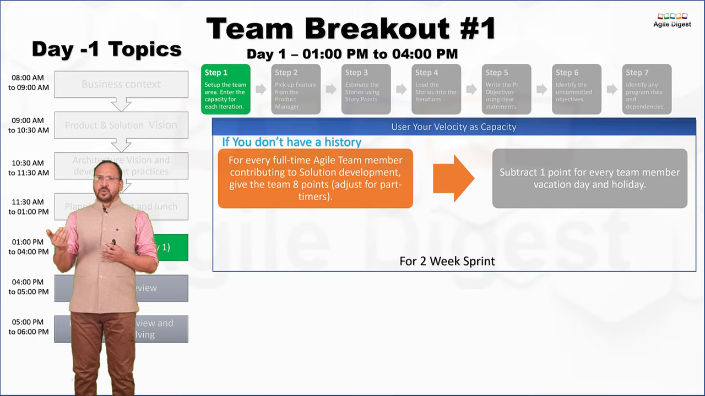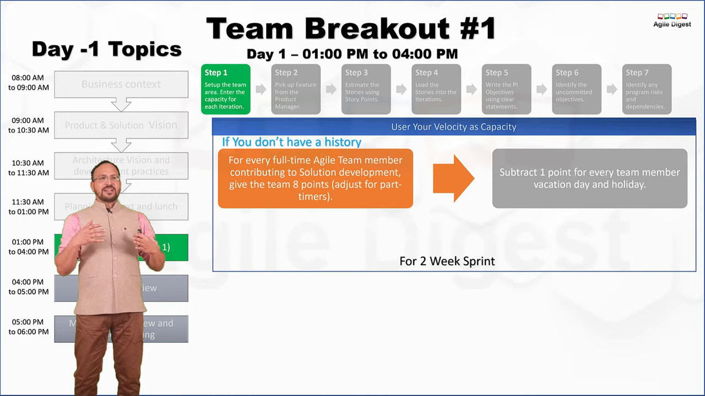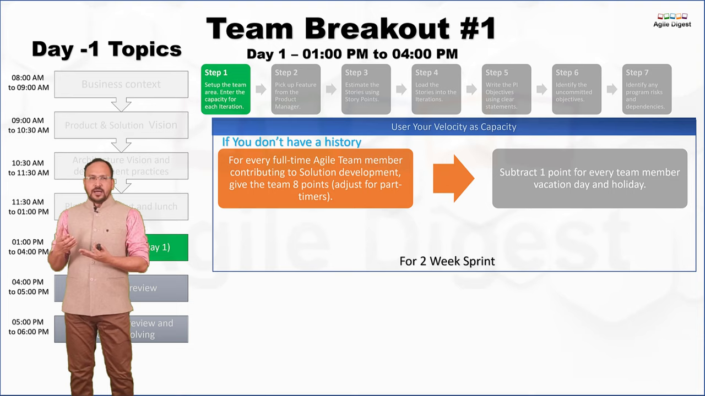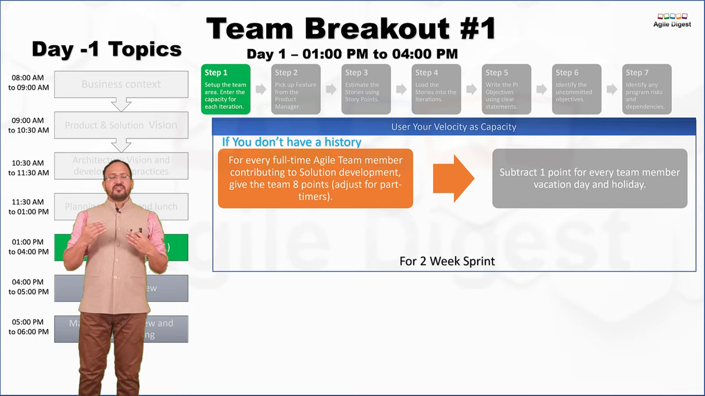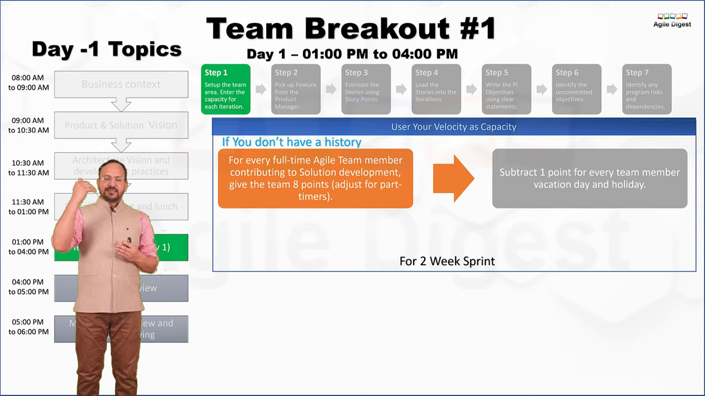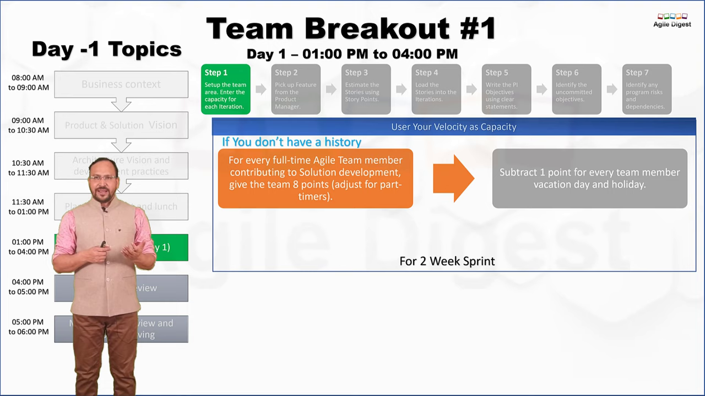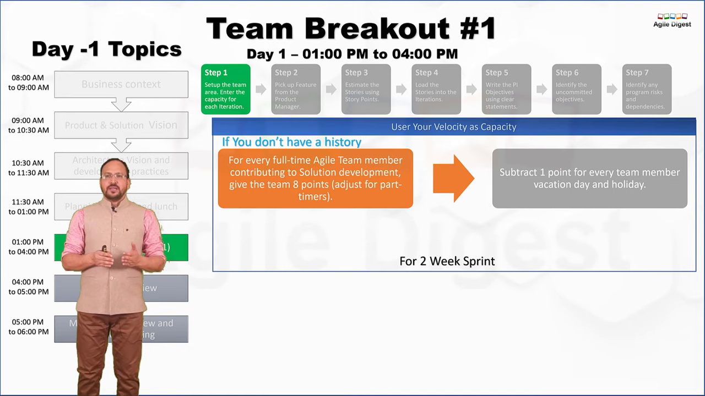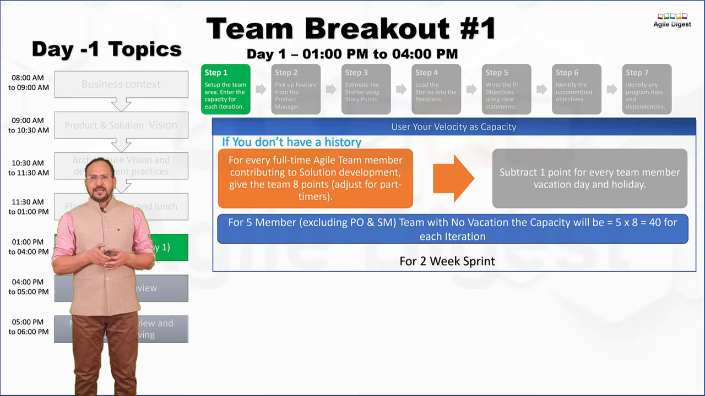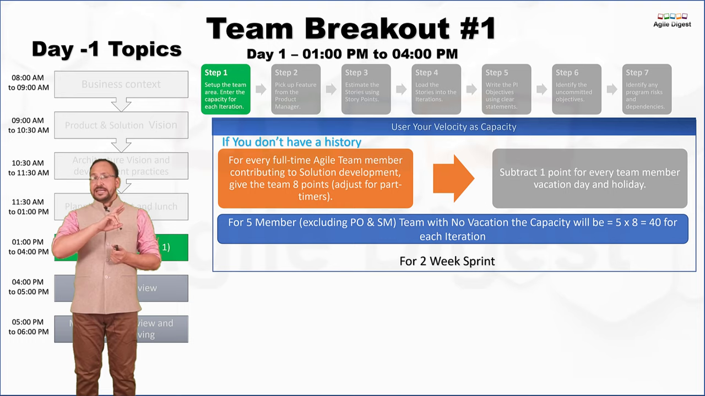Now, as you know, ideally we should use our velocity as our capacity for our upcoming iteration. If you are doing it for the first time, you don't have a history, so you cannot have your velocity. Then there is a formula prescribed by Scaled Agile that you can use: 8 points for a 2-week iteration for each member. For example, for a 2-week sprint, a 5-member team, and when I'm talking about members, it doesn't include PO and Scrum Master.